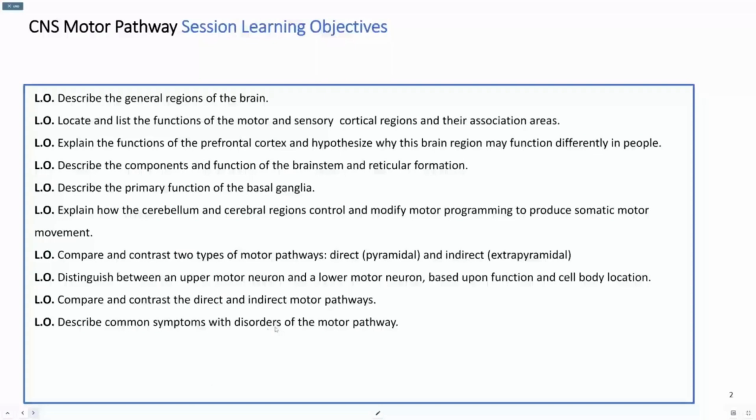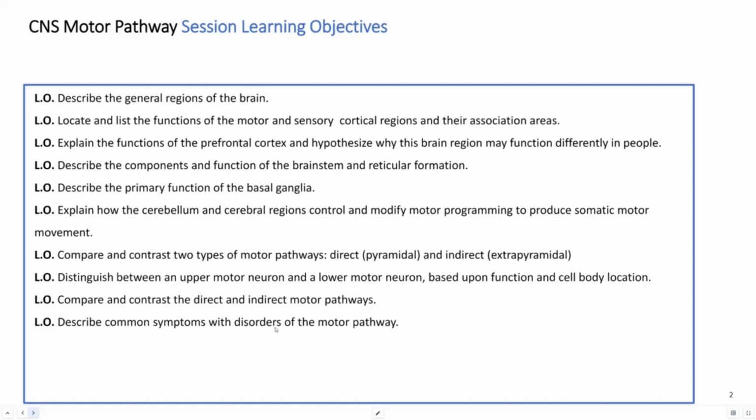CNS motor pathways. In this session, we'll cover the following learning objectives: describe the general regions of the brain, locate and list the functions of the motor and sensory cortical regions and their association areas, explain the function of the prefrontal cortex and hypothesize why this brain region may function differently in people, describe the components and function of the brainstem and reticular formation, describe the primary function of the basal ganglia, explain how the cerebellum and cerebral regions control and modify motor programming to produce somatic motor movement.